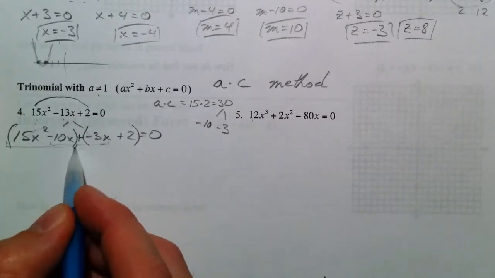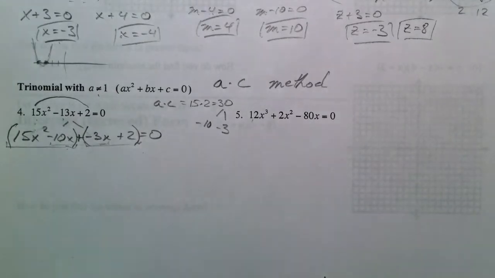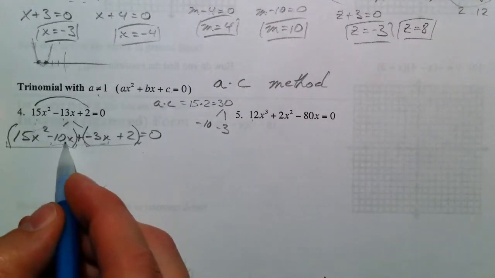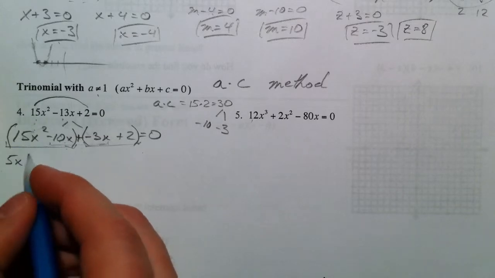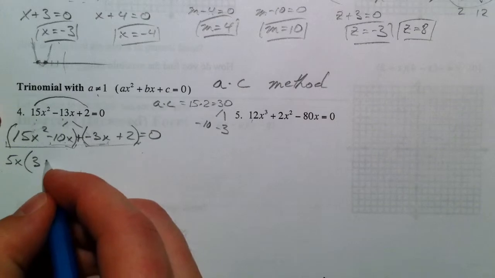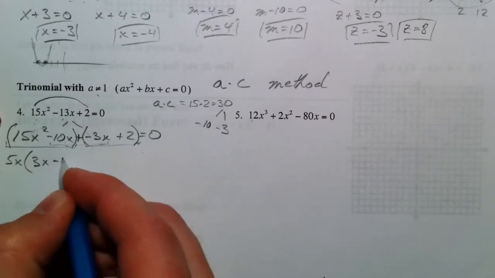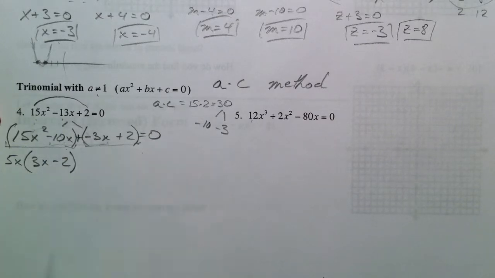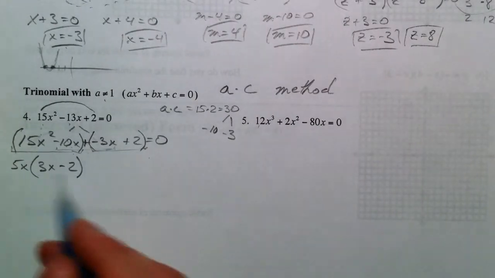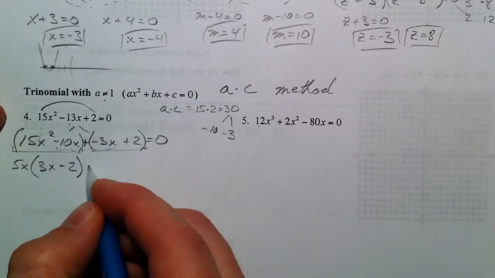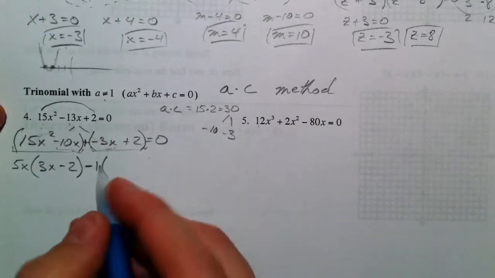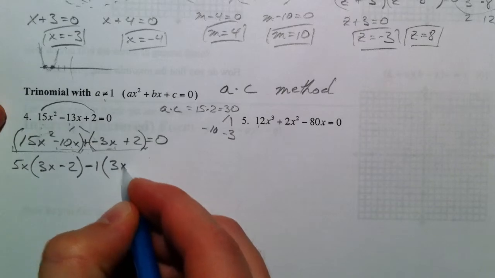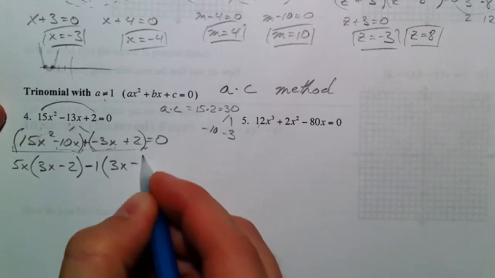Now what we're going to do is factor out of each of these. Factor these separately. So you could take a 5 out and an x out. 15 divided by 5 is 3. X squared divided by x is x. 10 divided by 5 and x divided by x leaves no x. So this is, remember, the very first type of factoring you ever did. And then I'm going to take a negative 1 out of this one. And that leaves 3x, and 2 divided by negative 1 is negative 1.